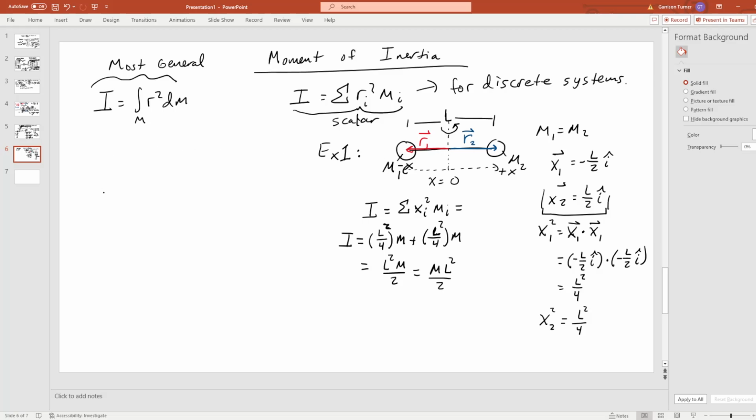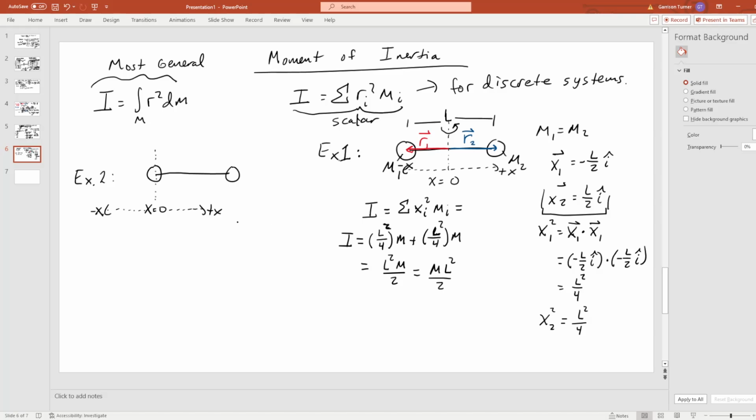What if I instead try to rotate my dumbbell around one end? So what if I make my axis of rotation around this dumbbell? Okay. And remember that your moment of inertia is an object's resistance to its angular acceleration.